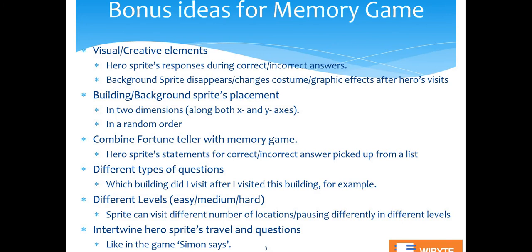So, the next idea is about how we place the building, or in general the background sprite, on the screen, right? Now, remember in the class game, we have placed them in a single row along the x-axis, right? But you could do more than that. You could put them in two dimensions. What I mean by that is put them, for example, in a grid, or say in a diagonal, right? Whatever uses both x and y axis, right?